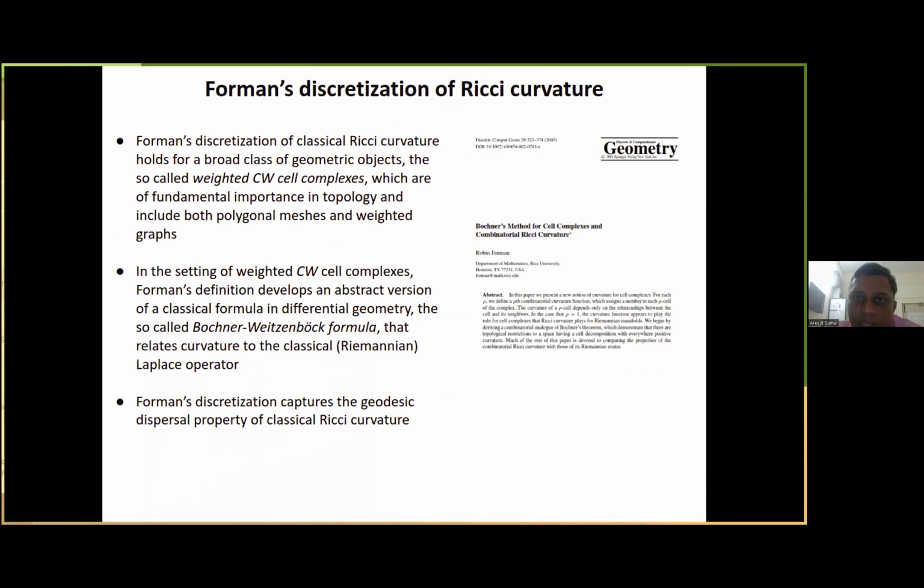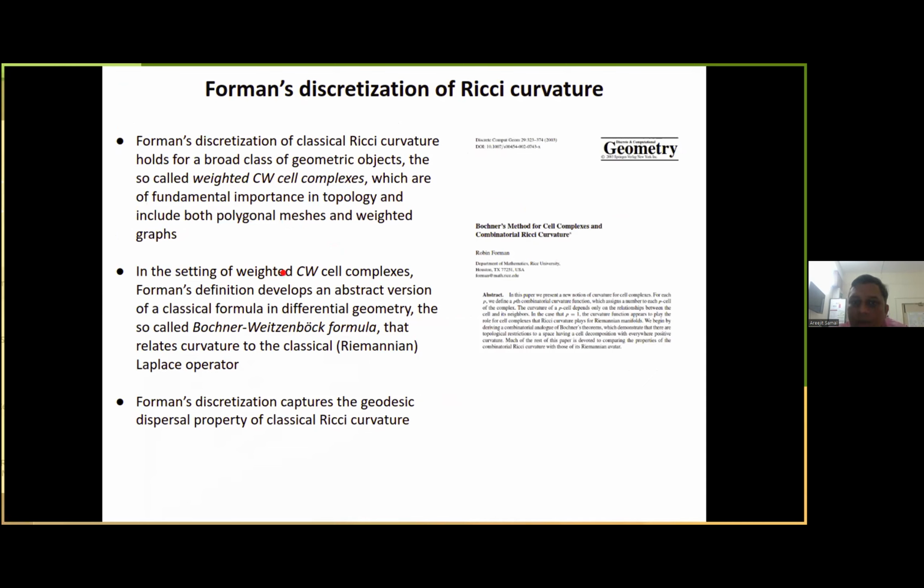So a bit about Forman's discretization of Ricci curvature. If I had to talk about it, it is my geometer collaborators who are the experts on this. But briefly, this is the original paper by Robin Forman. Forman's discretization applies to objects, the so-called weighted CW cell complexes, which are of fundamental importance in topology and include both polygonal meshes and weighted graphs.